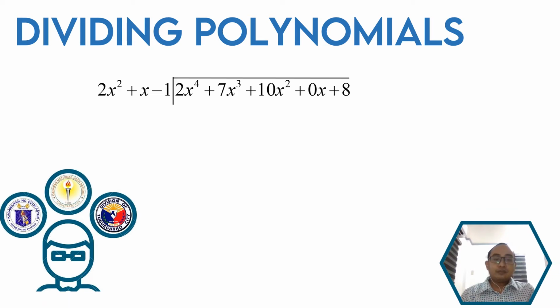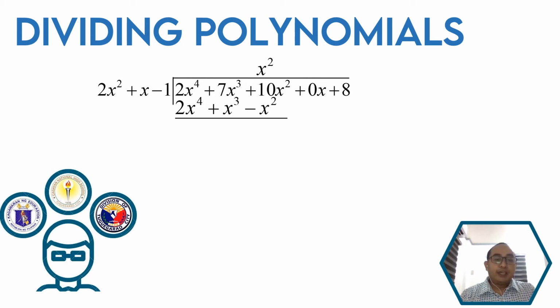So let's see. The first thing that we do, again, just like what we did in the first example, we divide 2x to the fourth by 2x squared, and that gives me x squared. And then after dividing that, we multiply x squared by the divisor. So x squared times 2x squared is 2x to the fourth. X squared times x will give me x cubed, and x squared times negative 1 will give me negative x squared.